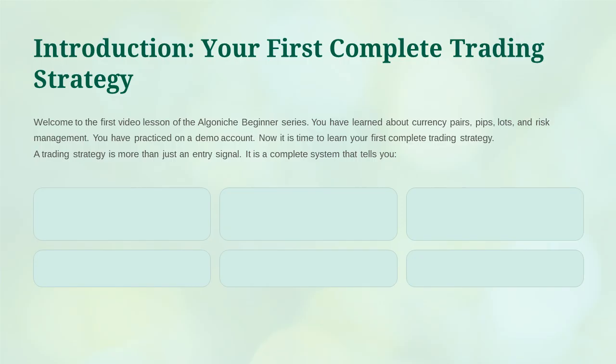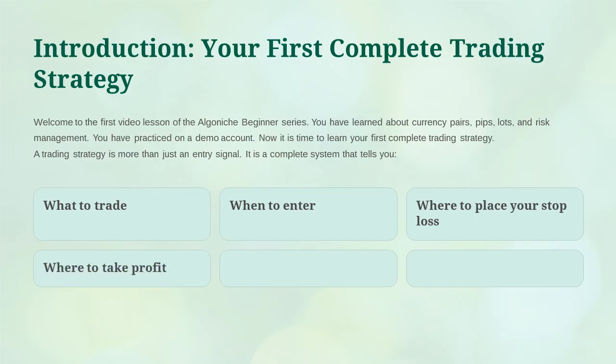Let me be clear about what a trading strategy really is. It's not just buy here, sell there. A complete strategy is a system that answers 6 critical questions. First, what to trade. Which currency pairs or instruments? Second, when to enter. Your specific entry conditions. Third, where to place your stop loss. Your risk control. Fourth, where to take profit. Your target. Fifth, how much to trade. Your position size based on risk. And sixth, when to exit, if the trade doesn't work as planned.